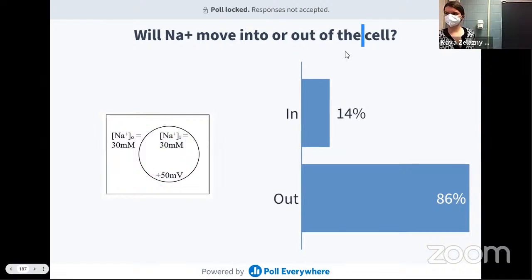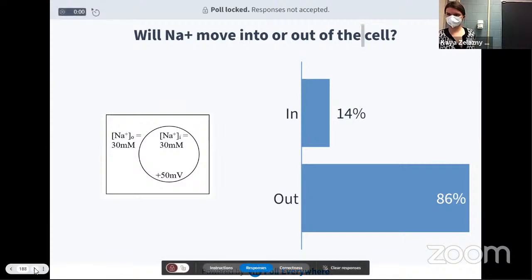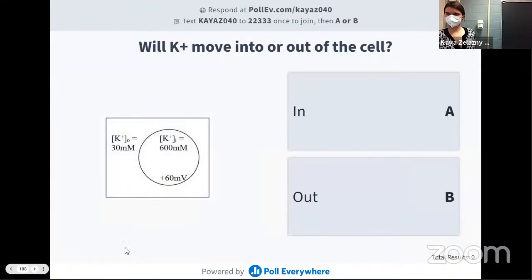Try another one. Think about potassium, another cation, another positively charged ion.